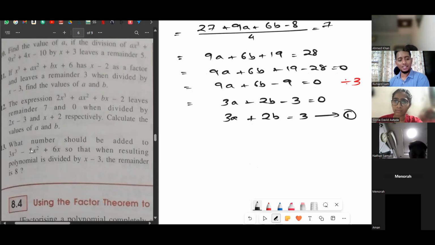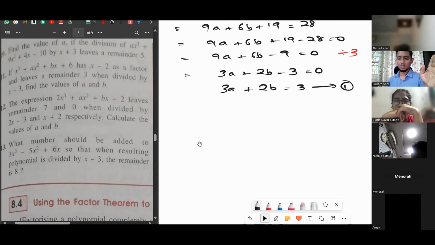What number should be added to this expression so that when the resulting polynomial is divided by x minus 3, the remainder is 8. So what they're saying is, as of now, when you divide with x minus 3, you're not getting remainder 8. But when you add something to this polynomial, then the remainder is 8. Okay. See, just an extra thing here. What should be added to this so that when you divide with x minus 3, you get the remainder 8.